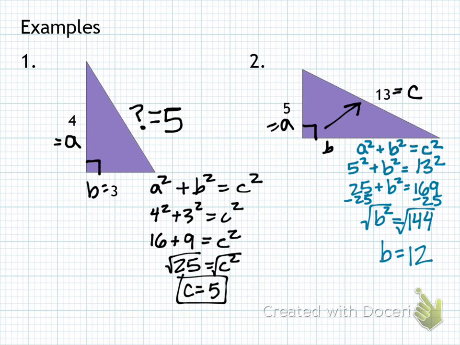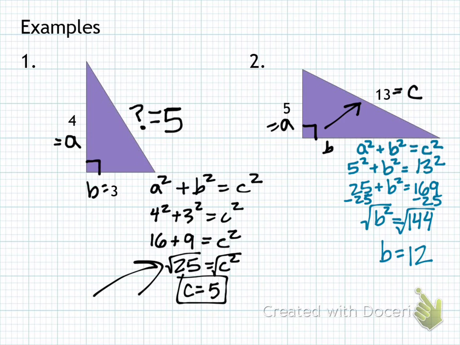Okay, a couple things to note here. First of all, you'll notice that both of these gave me whole number answers, and that is not always the case. Sometimes we're going to just have a radical that we have to simplify. So maybe instead of square root of 25, I end up with square root of 32, right? So that's not a perfect square, but I can simplify it.